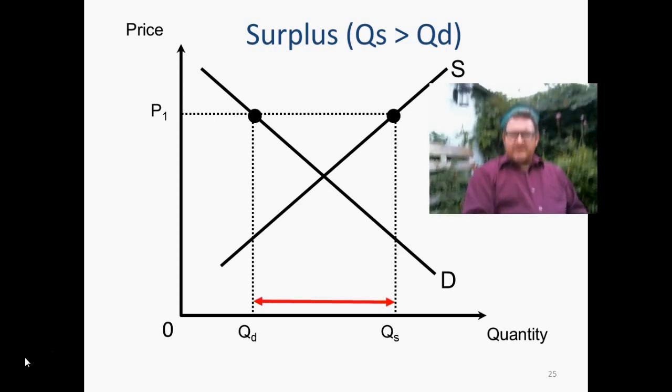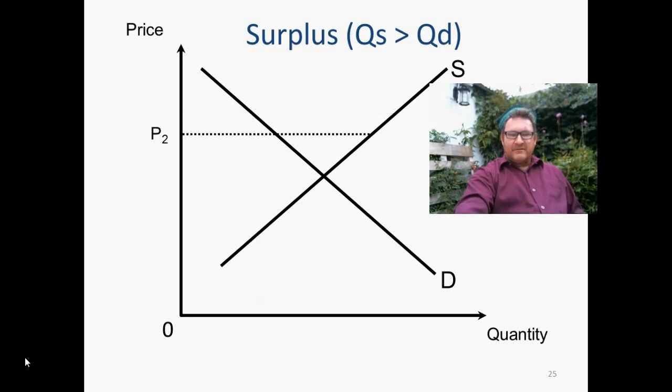And that problem is that the quantity supplied to the market is greater than the quantity demanded. So we have a surplus. We have an oversupply. So what happens when we have an oversupply? In that case, we would say that the sellers will start cutting prices to try and get rid of their surplus. So they cut their prices. Prices fall to P2, let's say.